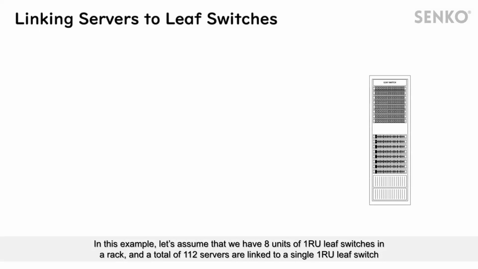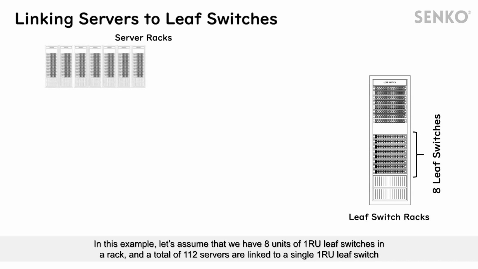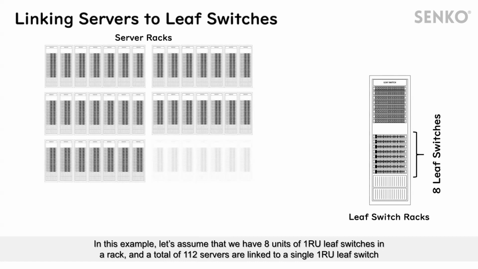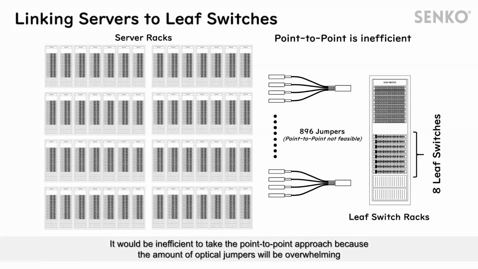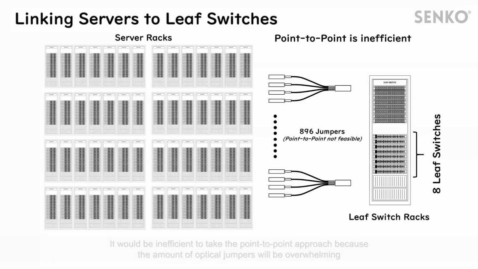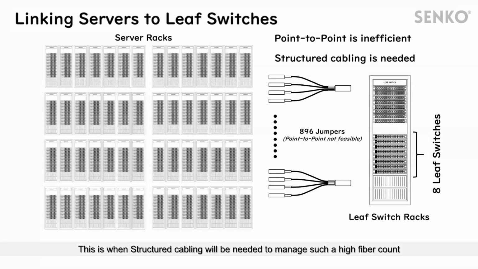In this example, let's assume that we have 8 units of 1 RU leaf switches in a rack, and a total of 112 servers are linked to a single RU leaf switch. There will be a total of 896 optical links between the server racks and the leaf switch rack. It would be inefficient to take the point-to-point approach because the amount of optical jumpers will be overwhelming. This is when structured cabling will be needed to manage such a high fiber count.